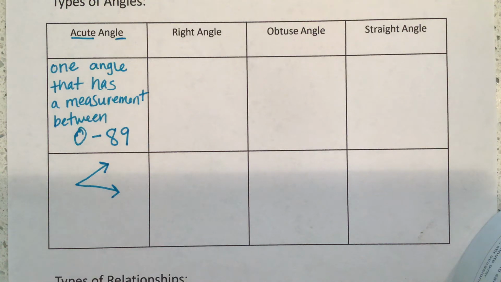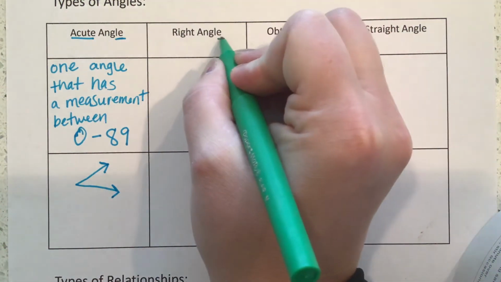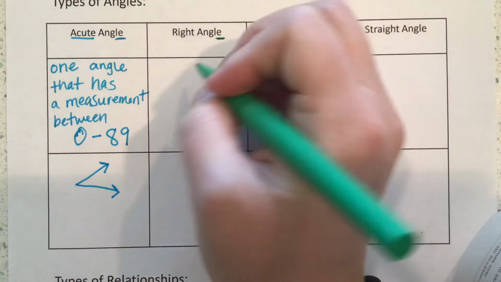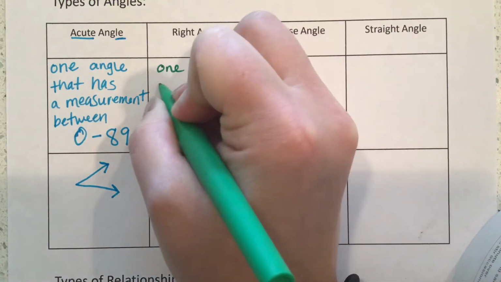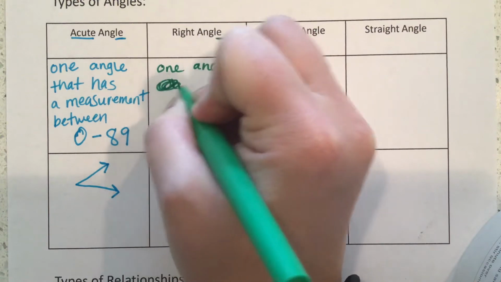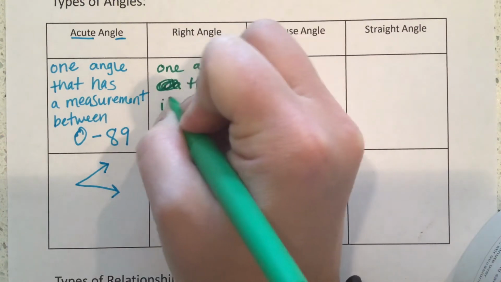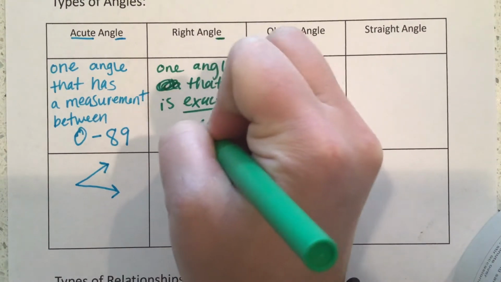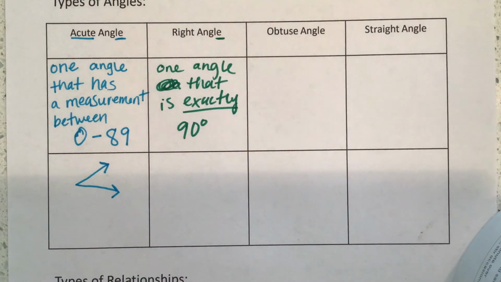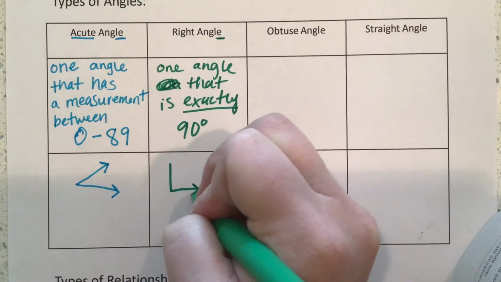The next one we have is a right angle. Again, it is a single angle because it doesn't have the S at the end. And this is one angle that is exactly 90 degrees. Now there's really only one way to draw a right angle, and that's something like this.